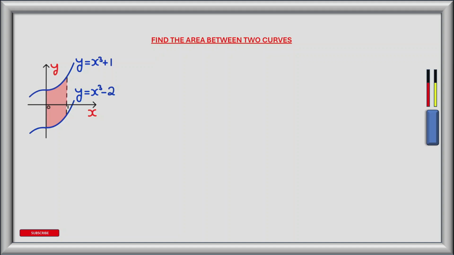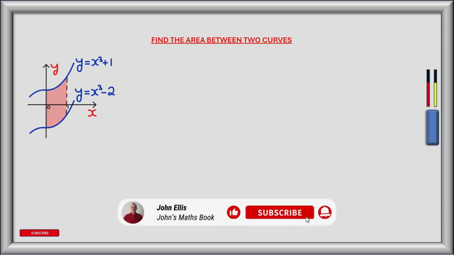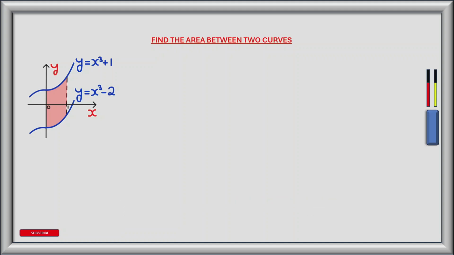Let's look at how we find the area between two curves, where one curve is below and the other above the x-axis. The diagram on the board shows two curves, and the red shaded region is the area we want to calculate. The equation of each curve is shown. We have the curve above the x-axis as y equals x cubed plus 1, and the curve below the x-axis as y equals x cubed minus 2. For this example, we're going to find the area between the interval x equals 0 and x equals 1.